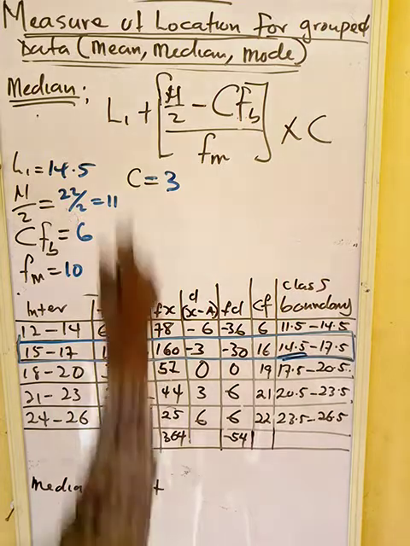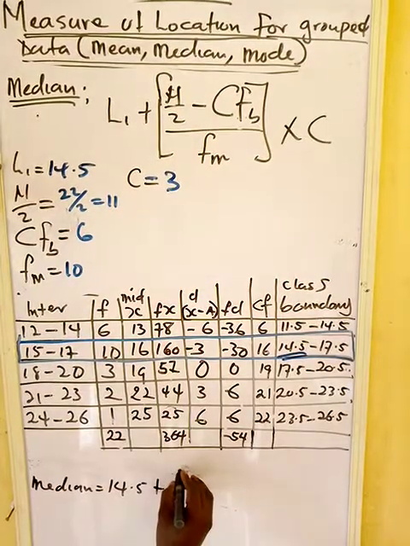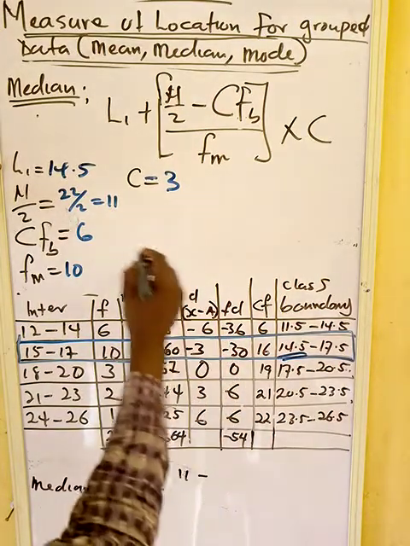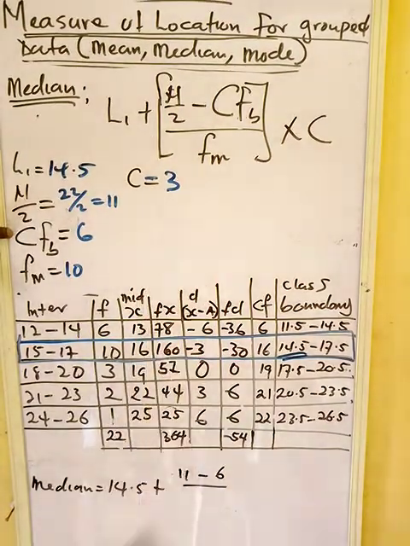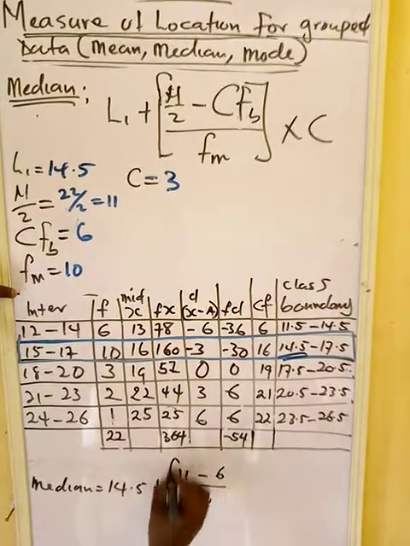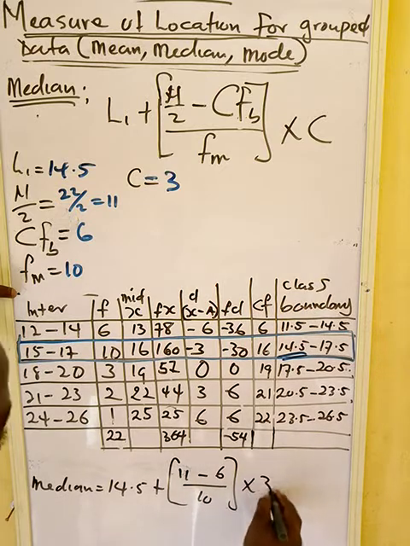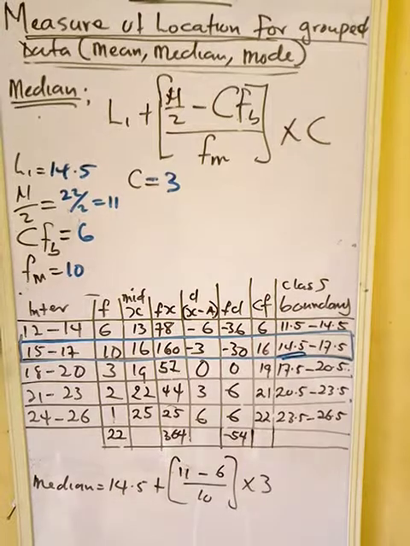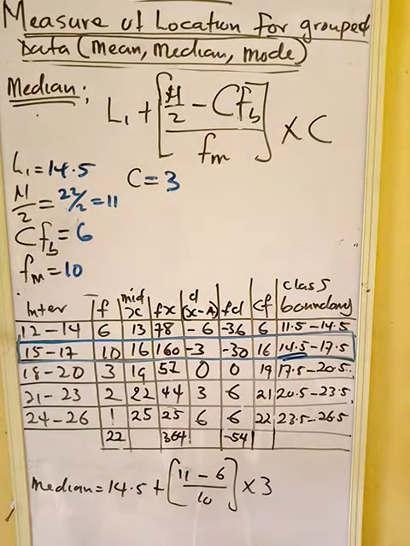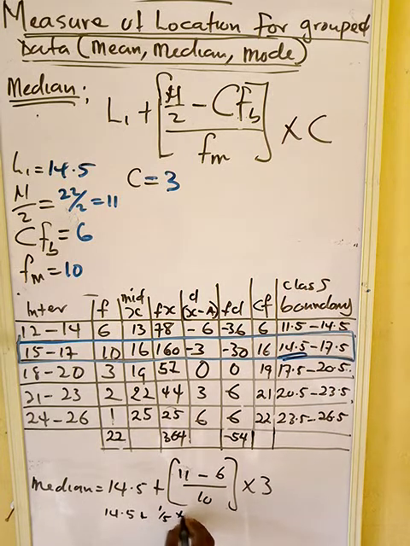14.5 plus n over 2 minus the cumulative frequency before the median class, over FM. Our FM is 10, times the class size, which is 3. So from here I have 14.5 plus 1 over 5 times 3.